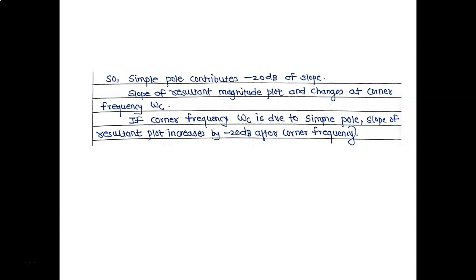Slope of resultant magnitude plot changes at corner frequency omega. If corner frequency omega c is due to simple pole, slope of resultant plot changes by minus 20 dB after corner frequency.